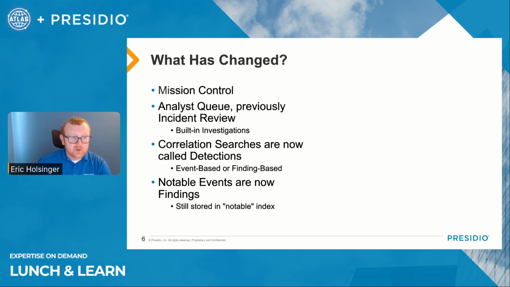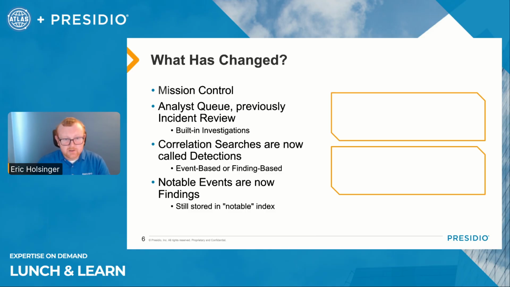So notable events, whenever your detection kicks off, so it has a security event that it's tracking, a security incident, it used to be called a notable event was created. Now they are called findings, but they're still stored in the notable index. So a little bit of confusion with the naming there, but if you worked with ES7 or below, then you know notable events. Now, if you see them in ES8, those are called findings.